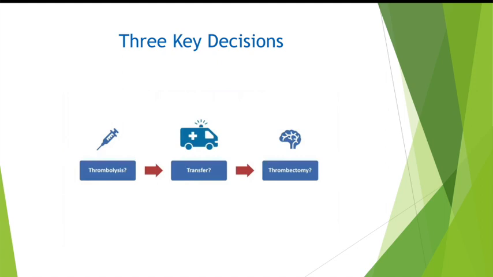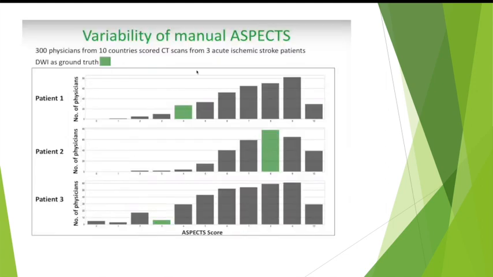That is, the difference between cerebral blood volume and time to peak is quite significant, and this represents a significant salvageable penumbra that can be saved by performing mechanical thrombectomy and retrieving the clot. This is a graph that shows the variability of manual ASPECT score.